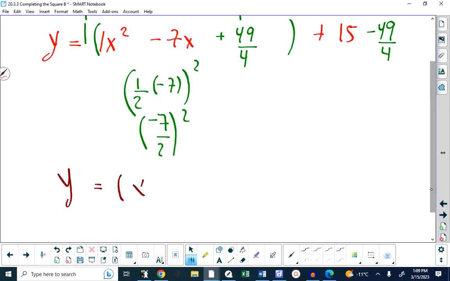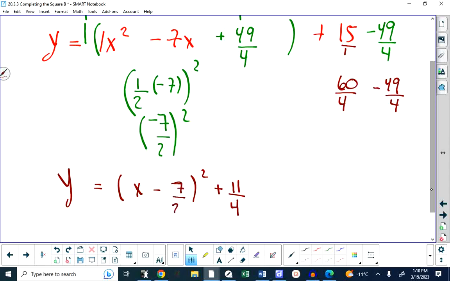This will be y equals x minus some number, quantity squared. And I need to figure out what 15 minus 49 quarters is. If I multiply top and bottom of 15 by 4 to turn it into quarters, I get 60 quarters minus 49 quarters, I think is 11 quarters. How's my arithmetic? It's okay. And what number do we put in here? You put the number that you had before you squared it. You put half of b, negative 7 over 2. And we're done.